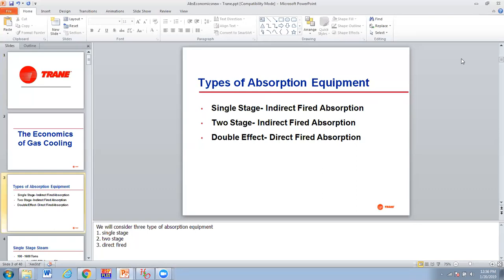Okay, there's the title. The types of absorption equipment that are considered are the single effect indirect fired absorption. By indirect fired, we mean that there is some sort of secondary piece of equipment, typically a boiler that is fired, that produces steam or hot water that's then used to drive the absorption cycle. Also a two-stage indirect fired absorption unit and double effect direct fired. The double effect is the one that has the two stages of steam generation, and direct fired means that we are consuming natural gas, i.e. the boiler or the additional stage of steam generation is attached to the chiller. It's part of the chiller equipment.